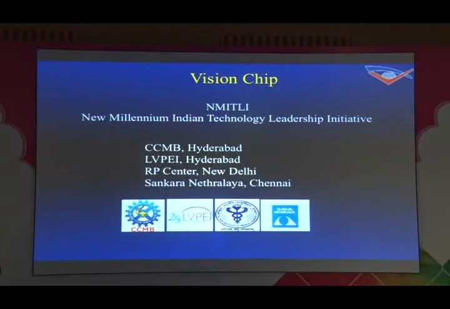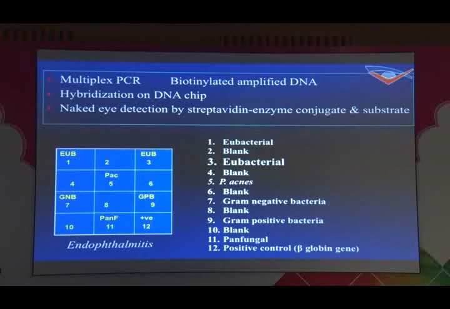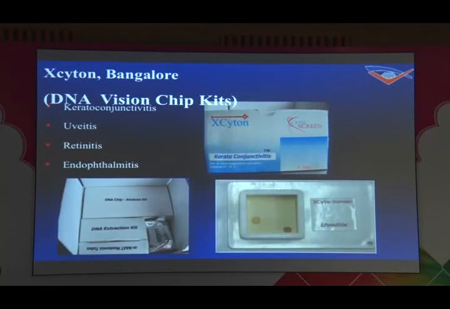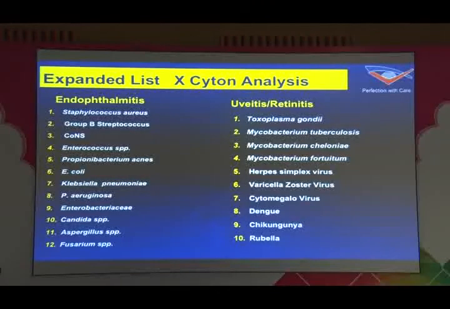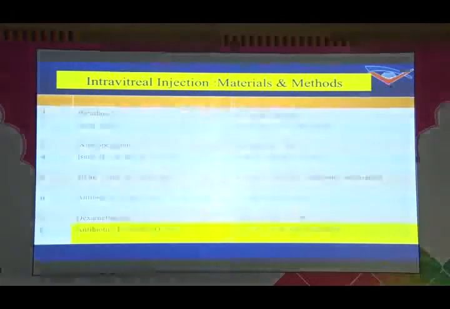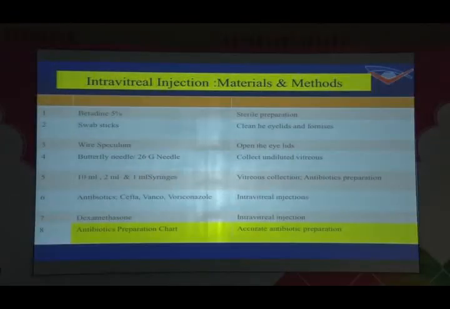In addition, I will not go into much detail, but you can do a PCR analysis. This is the vision chip from Shankar Netralaya, and this is the PCR analysis available all over the country. And you can do X-Cyton, which has an expanded list of endophthalmitis profile where all these organisms can be tested.